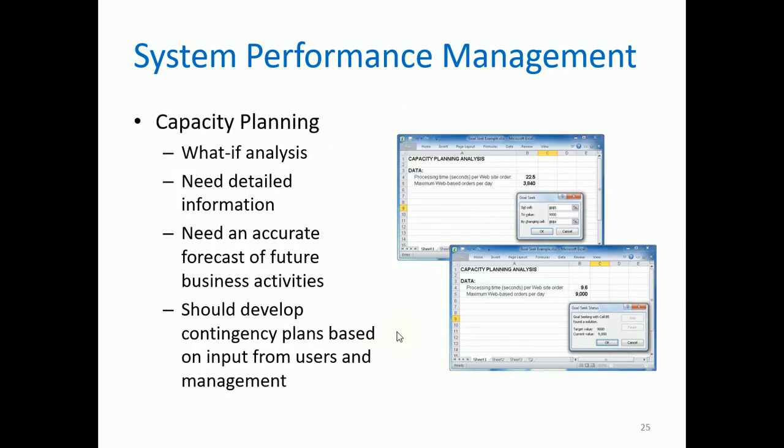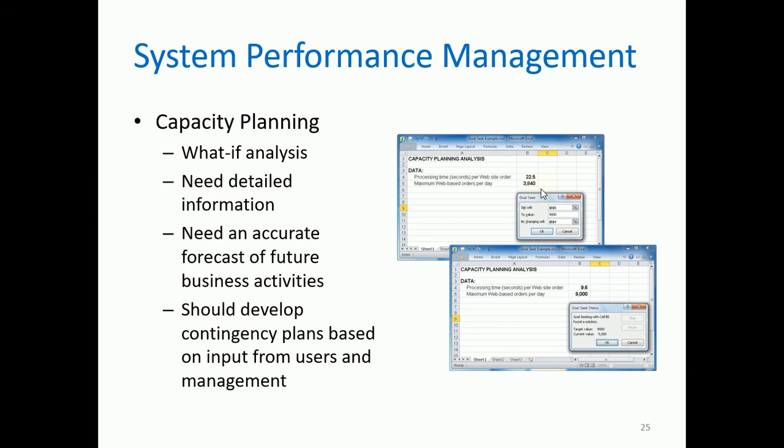Okay, what is capacity planning? It is a what-if analysis. So, for example, we have this capacity planning analysis. If your data for processing time in seconds per website order is 22.5, so what if this is your processing time? It means your maximum web-based orders per day will be 3,840. So that is an example of a what-if analysis.